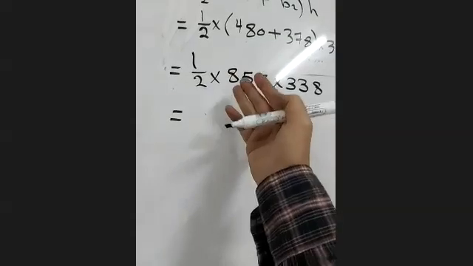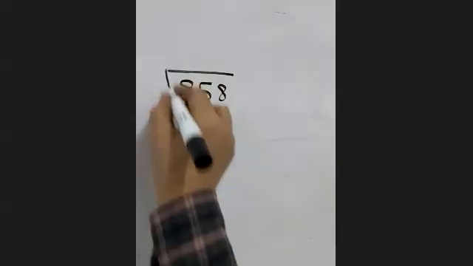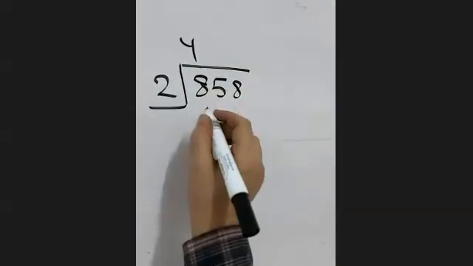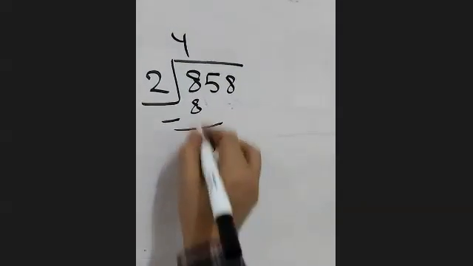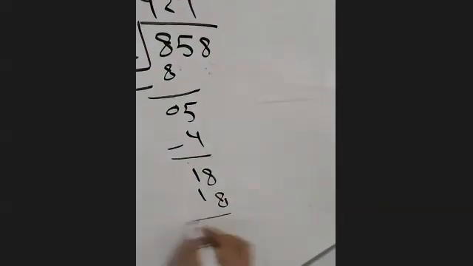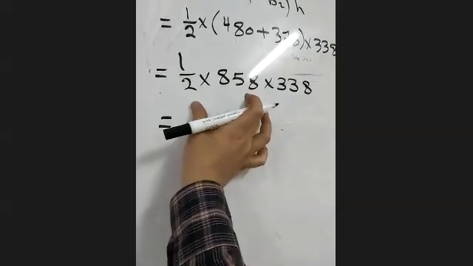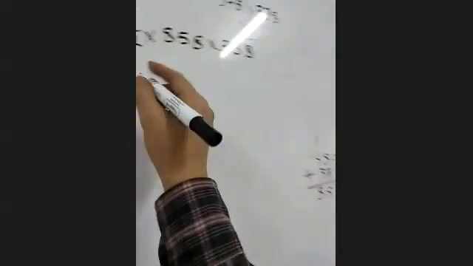You're right. And now we will do half multiply 858. How do we find the half of a number? We divide by 2, right? The half of a number, guys, is the number divided by 2. So we have 858 divided by 2. Let's divide. How much? 429. So the half of 858 is 429.